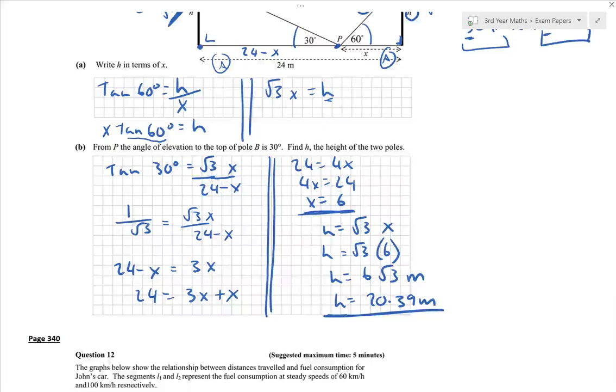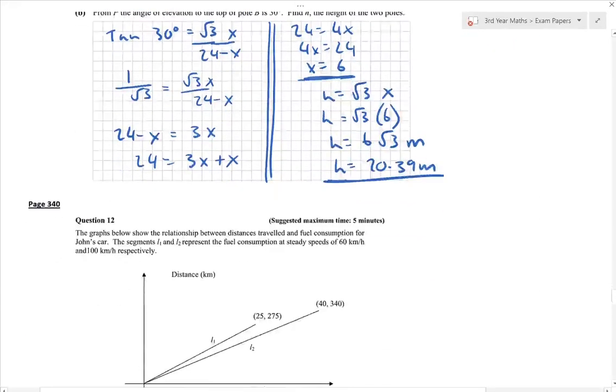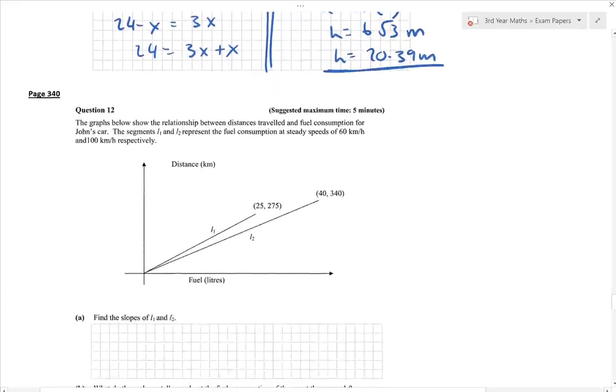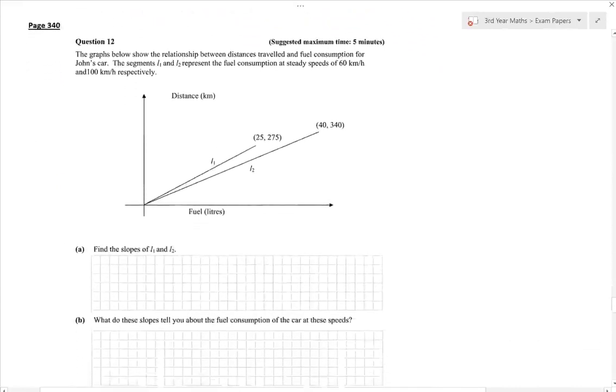Okay. Page 340 then is our next question. So question 12, it says the graph below shows the relationships between distances travelled and fuel consumption for John's car. The segments line 1 and line 2 represent the fuel consumption at steady speeds of 60 kilometers and 100 kilometers respectively. Okay. So the first thing we're going to do, it's asking us to find the slopes.